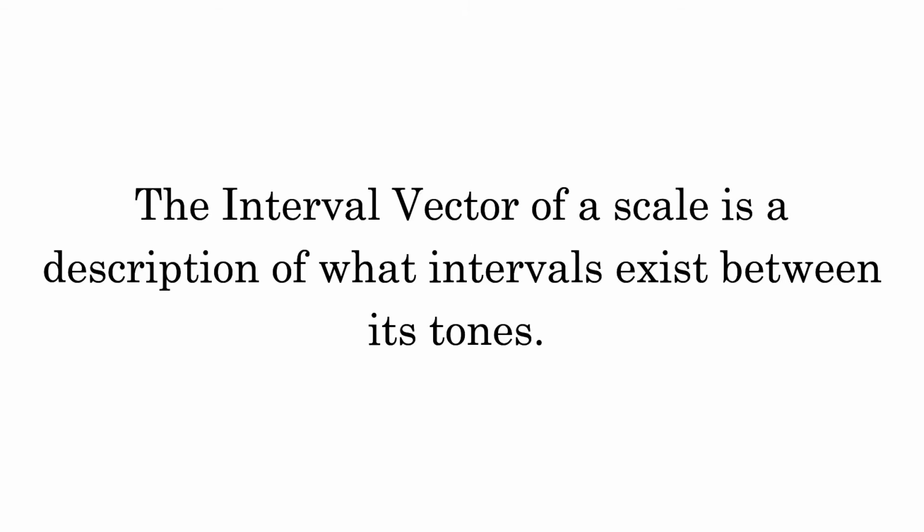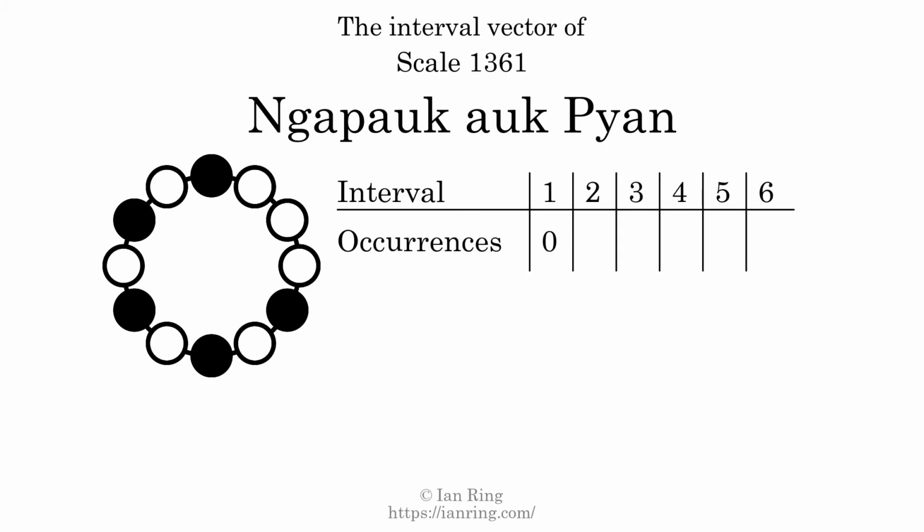The interval vector of a scale is a description of what intervals exist between its tones. There are no intervals with the size of 1 semitone. There are 4 intervals with the size of 2 semitones. They are here, here, here, and here. There are no intervals with the size of 3 semitones. There are 4 intervals with the size of 4 semitones. They are here, here, here, and here.